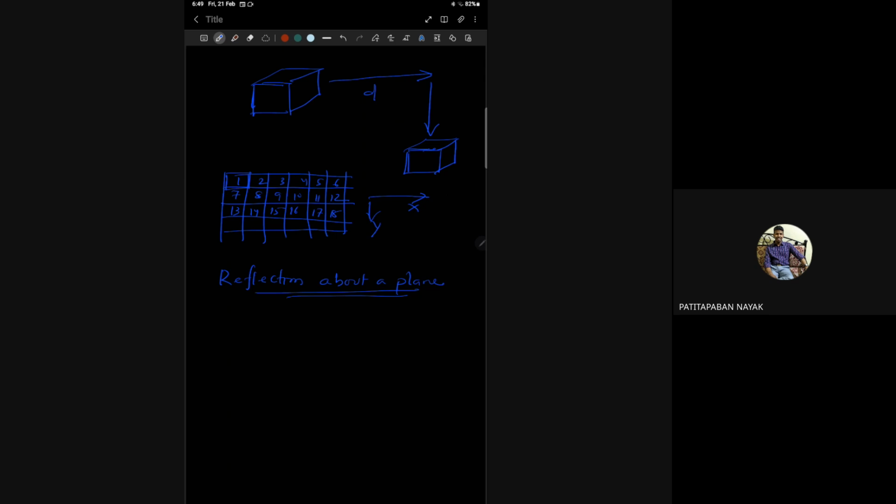So reflection about a plane means, suppose I have an object over here. Let's say I make one dome over here, another dome over here. And I put a mirror over here. When I see this same object on this side, what will I see? I will see somewhat like this, right? And this part will be somewhere here, and this part will be somewhere here.